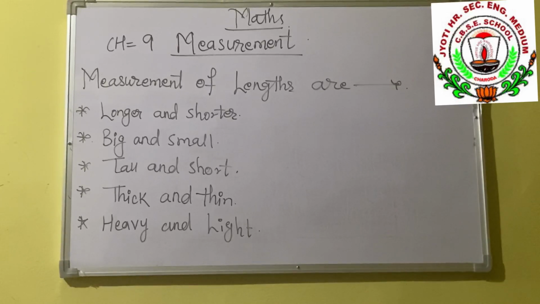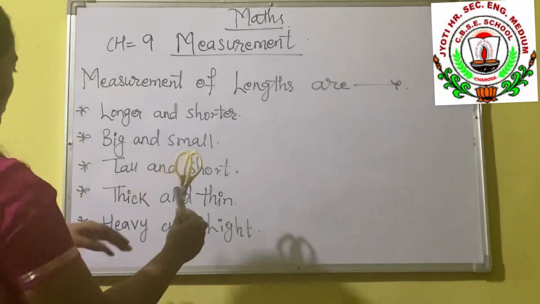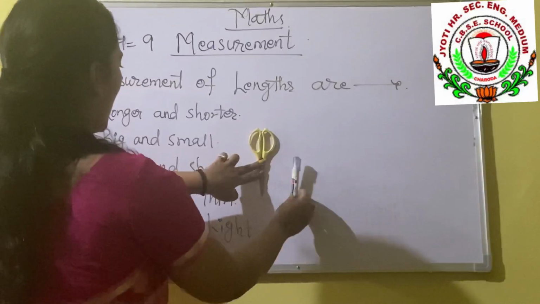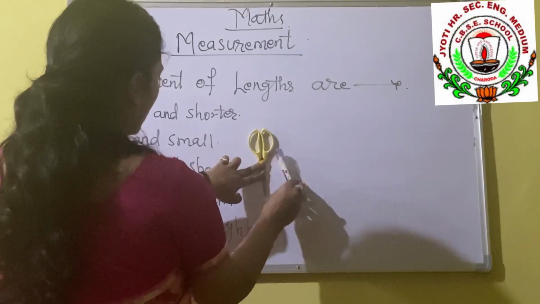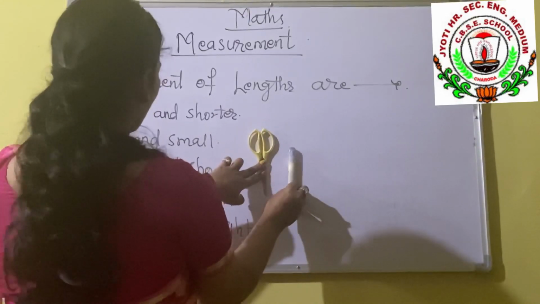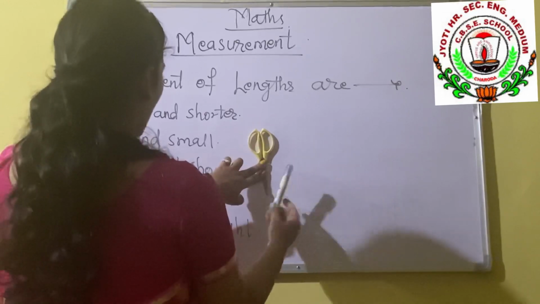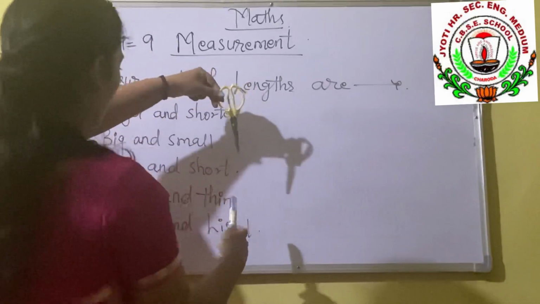Same way, this scissor is tall and this whitener is short. Okay, the height of marker whitener is short and the height of scissor is tall.